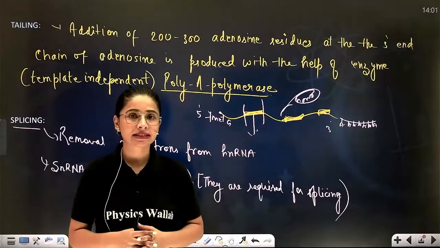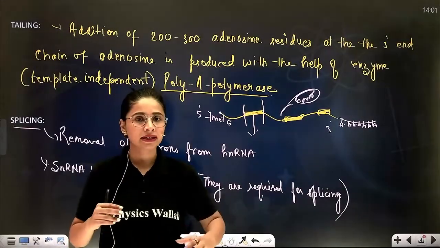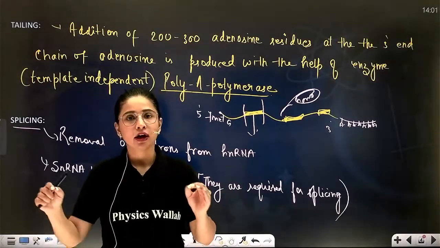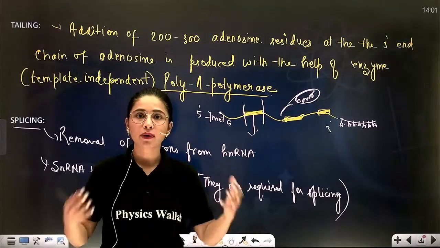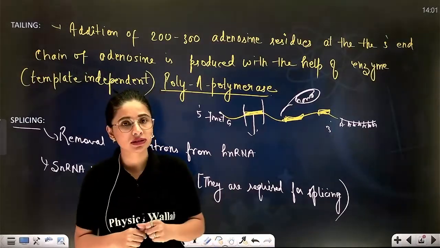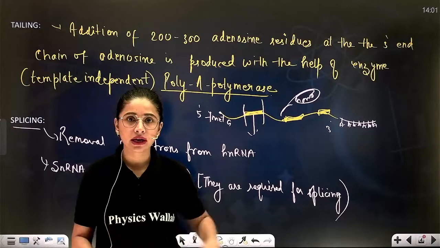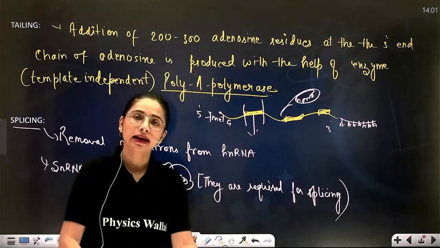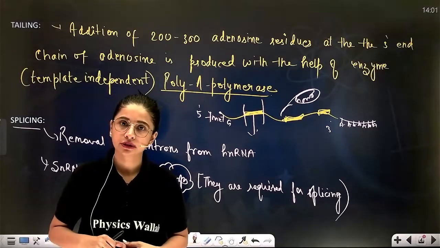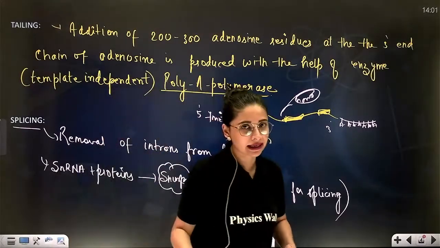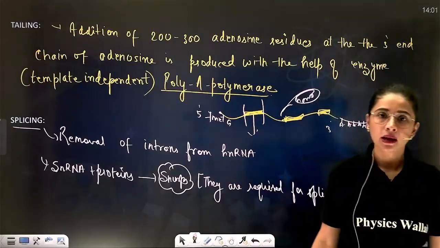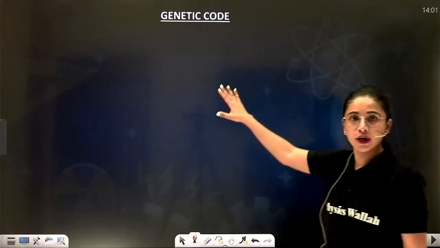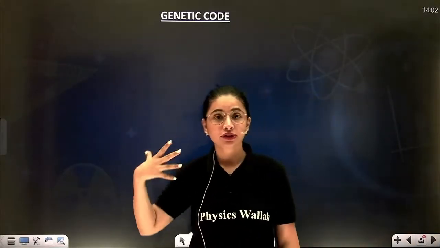Once splicing is done, once tailing is done, once capping is done, your eukaryotic RNA is perfectly ready for translation. And right now it has also come out of the nucleus to the cytoplasm. So location is also correct, condition is also correct. Now this eukaryotic RNA can enter into translation. Clear? Now this RNA can be used to obtain proteins. Translation process we will do later on, but first important topic is the genetic code.